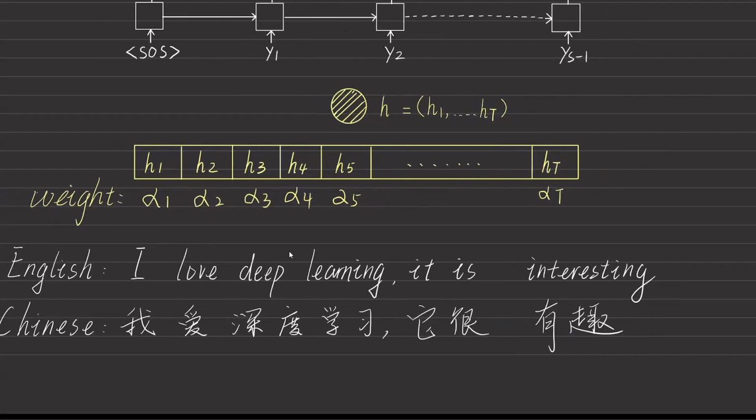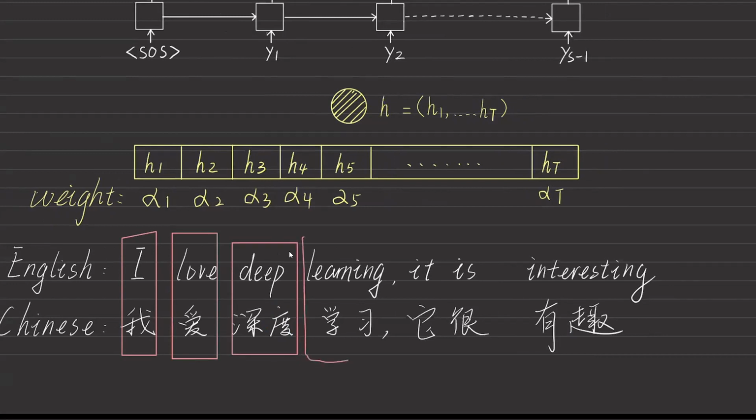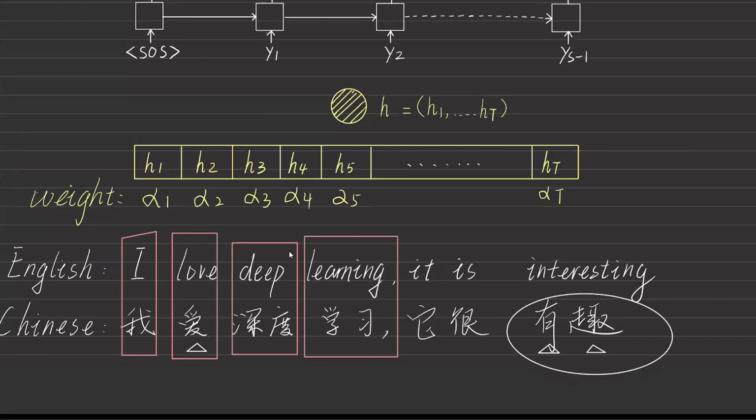Okay, so there should be a line connecting each pair. In Chinese, 我 means I, so this should be one pair, right? 爱 means love. I will just use a rectangle to mark them. You will find that your output, for example the word love, has a very tight relationship with this specific input. Does it have any relationship with this one, 有趣, interesting? Probably, but it is just a loose relationship compared to this word.